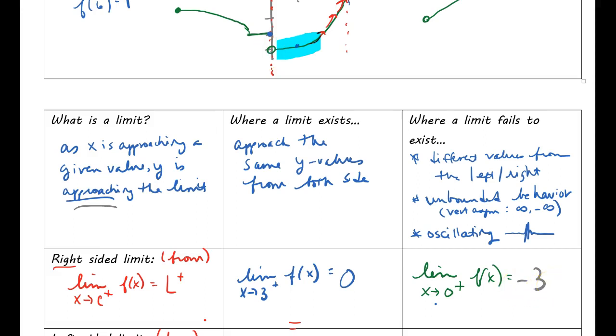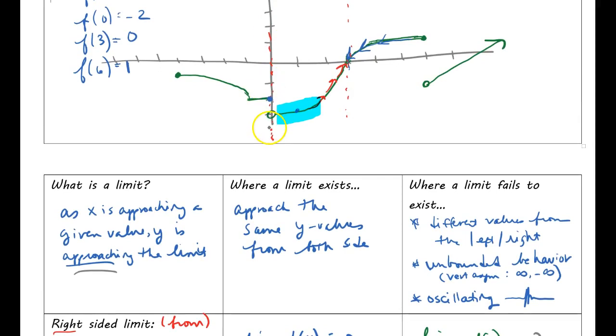Now, same thing, we're going to go towards the red dotted line from the left. And when I come from the left side and I'm on my graph, it looks like I'm trying to approach that y value, which that y value is above the other one.